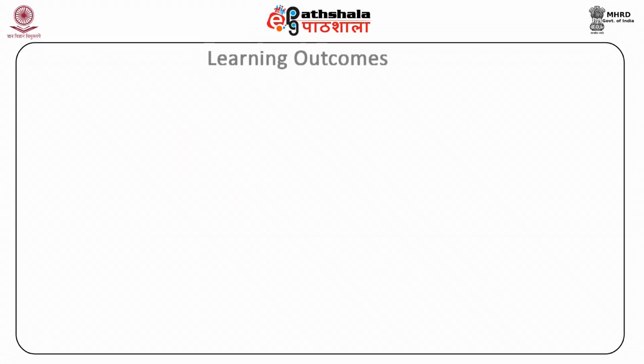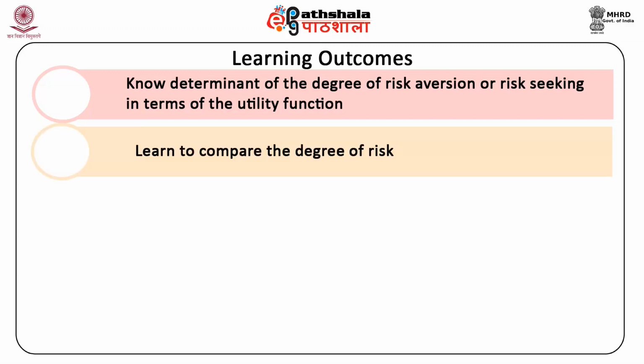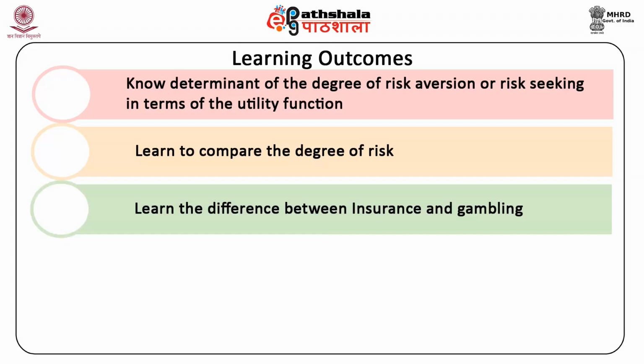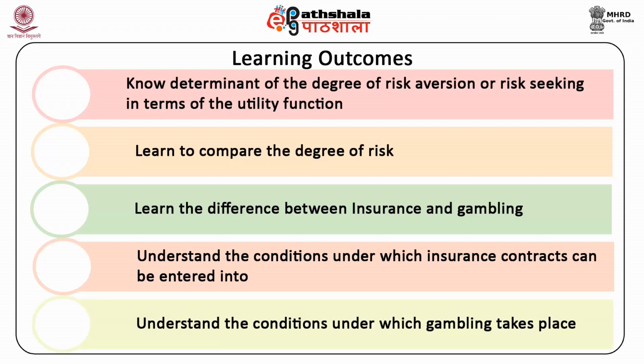After studying this module, you shall know the determinant of the degree of risk aversion or risk seeking in terms of the utility function, learn to compare the degree of risk, learn the difference between insurance and gambling, understand the conditions under which insurance contracts can be entered into, and understand the conditions under which gambling takes place.